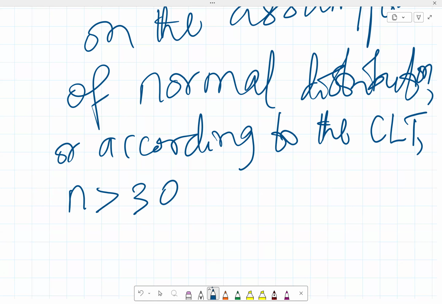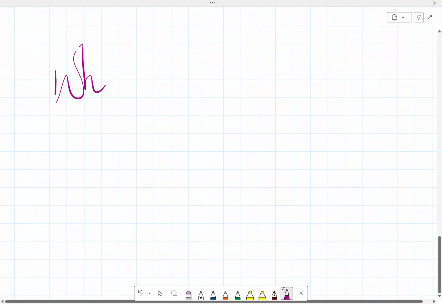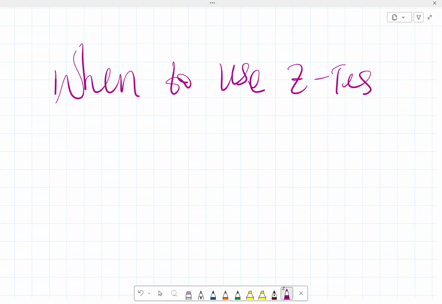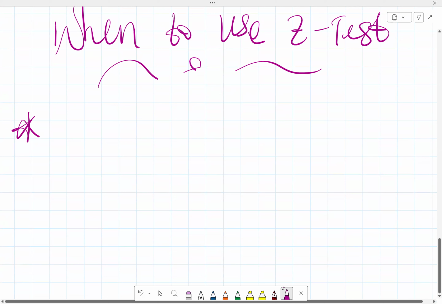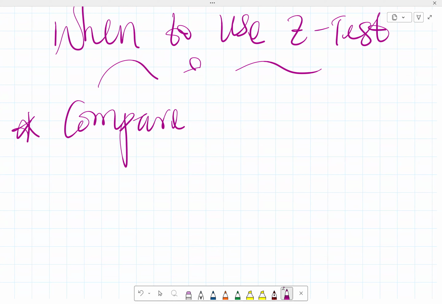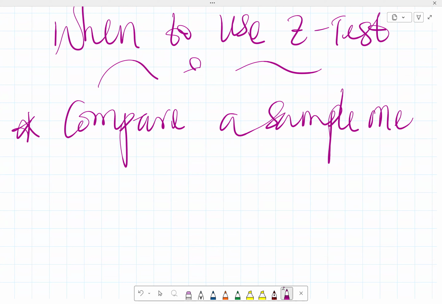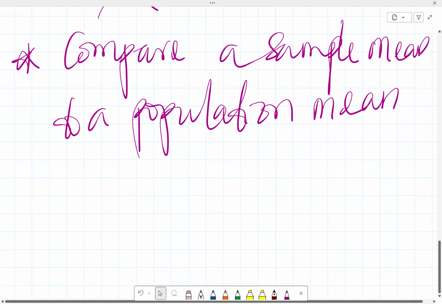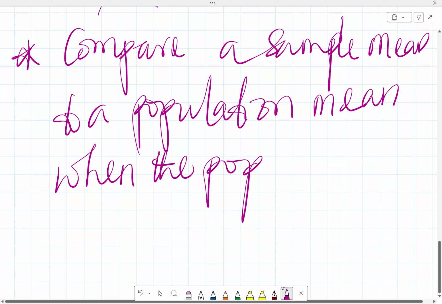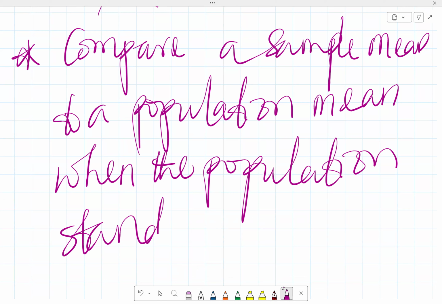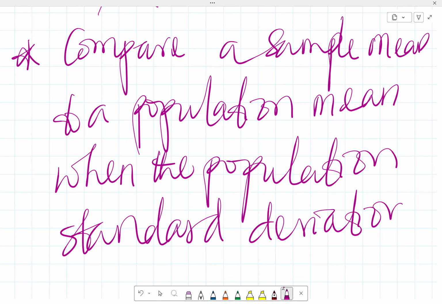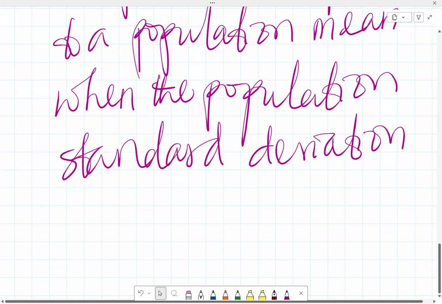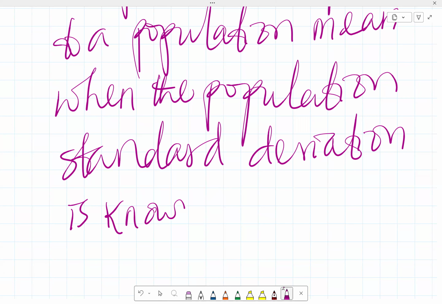So when exactly do you use a Z-test? There are a couple of situations. First, you use it to compare a sample mean to a population mean when the population standard deviation is known. In the case of the t-test, the population standard deviation is not known; we're only assuming things like homoscedasticity and heteroscedasticity, talking about whether the variances are the same or not. Here we assume that the standard deviation is known.